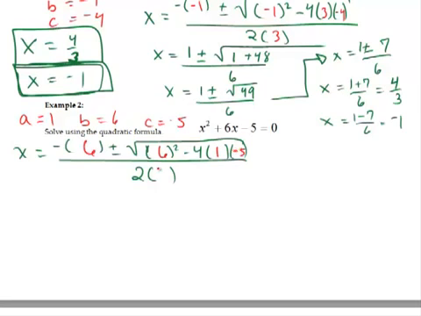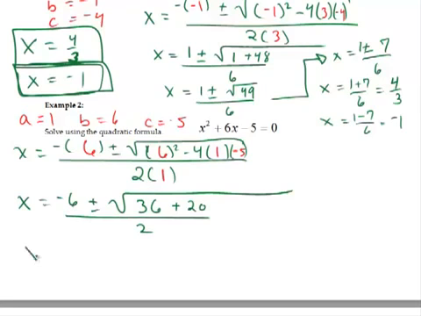-5 for C and 1 for A. So when we simplify, -6 plus or minus 6 squared is 36. -4 times 1 is -4. -4 times -5 is +20, all over 2. So x equals -6 plus or minus square root 56 all over 2.